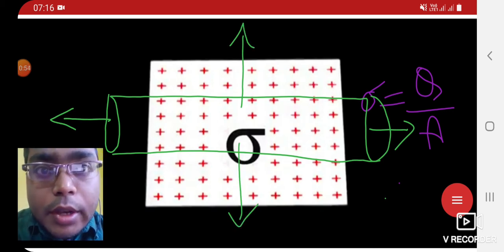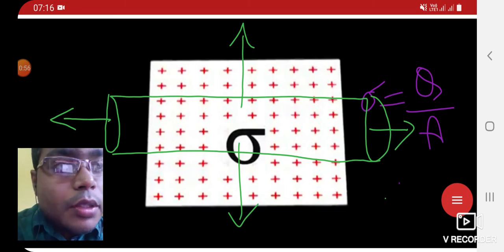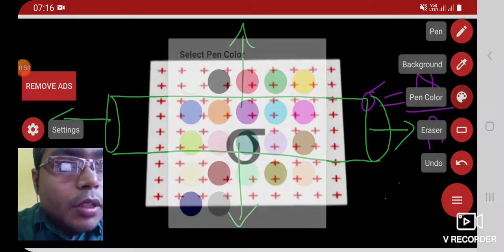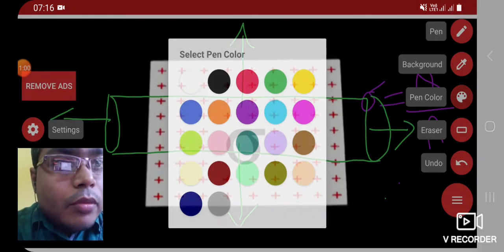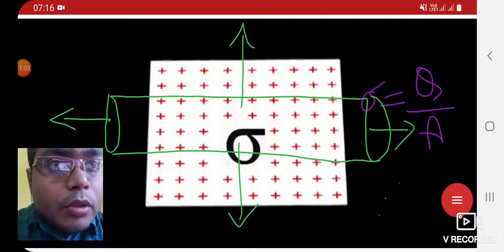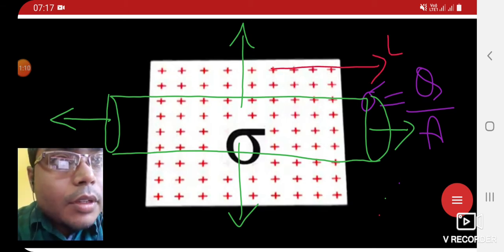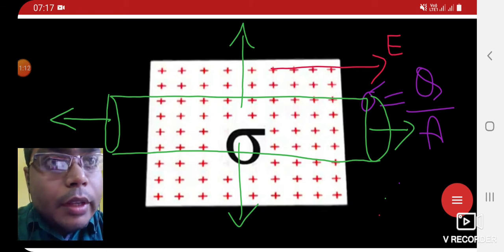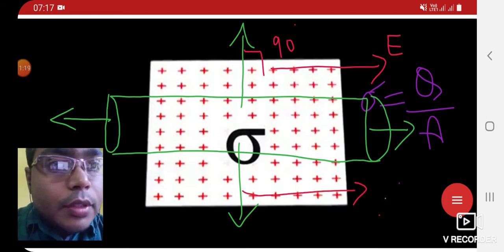So let us try to calculate the electric flux for all these 4 points. Let us calculate one by one all the electric flux. Now here for this point you can see that the electric field direction, since these are positive charges, the electric field will be like this, outward, and the area vector is perpendicular, so the angle is 90. Same here also, the electric field is like this, and the angle will come out 90.